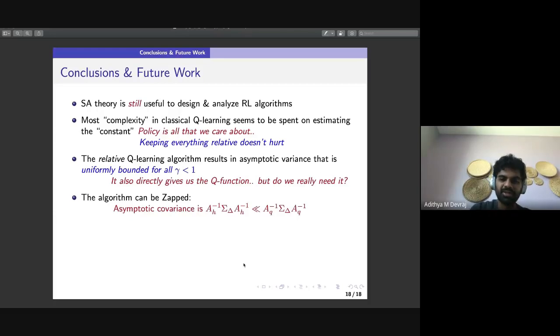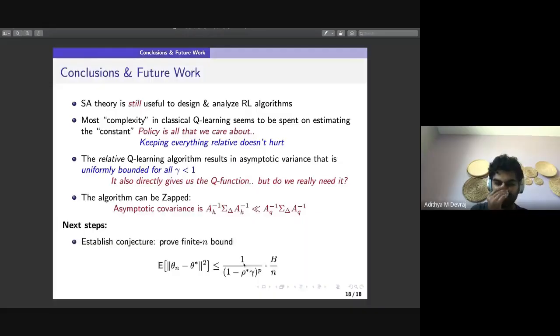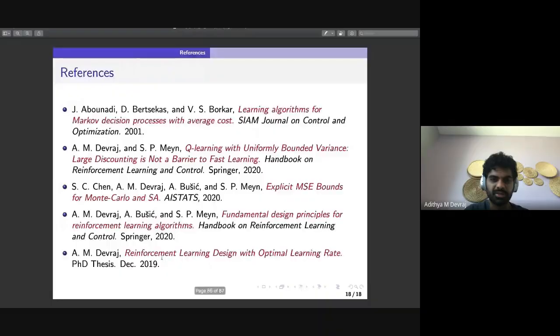And I guess the next step is to establish this conjecture. We have an asymptotic result now. The next step would be to prove that for each n such a bound holds, and that's the next work. And here are all the references that this work was based on.